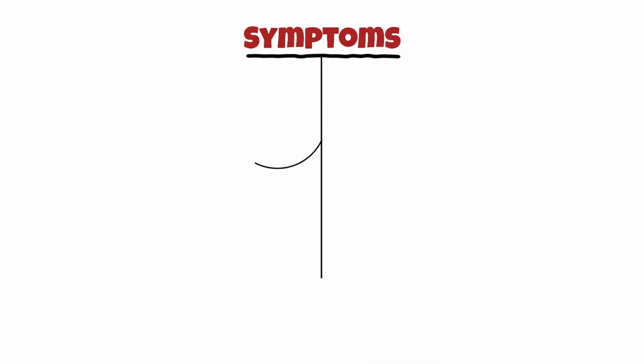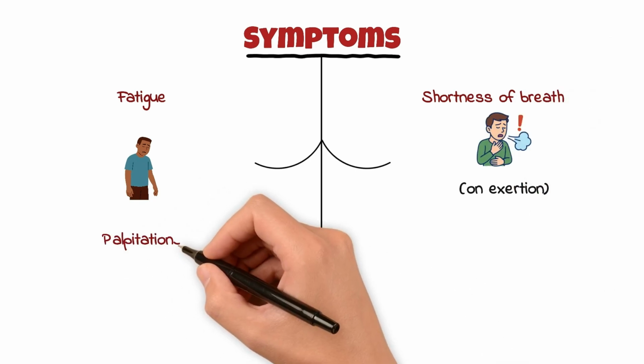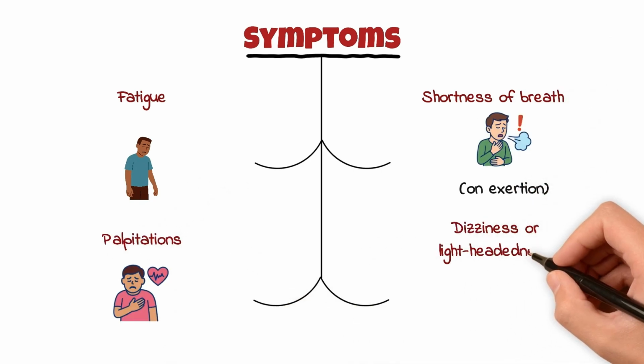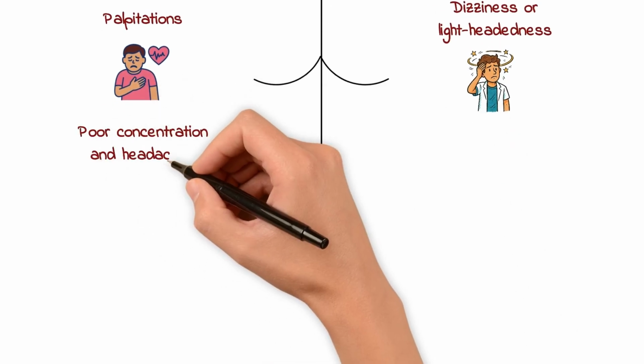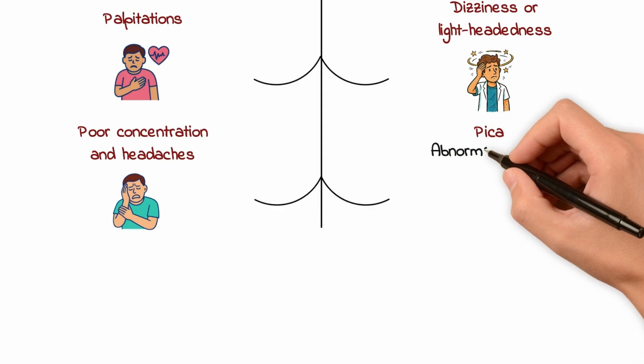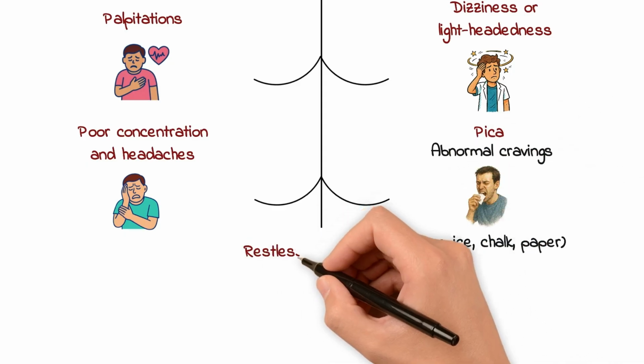Symptoms: fatigue, shortness of breath on exertion, palpitations, dizziness or lightheadedness, poor concentration and headaches, pica, an abnormal craving, for example ice, chalk and paper, and restless leg syndrome.